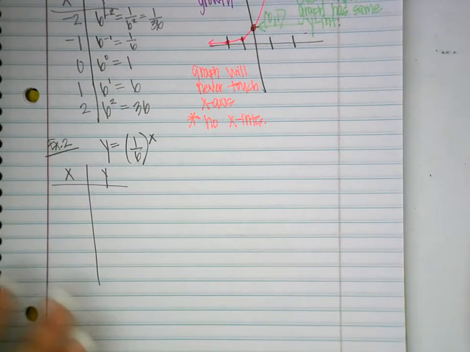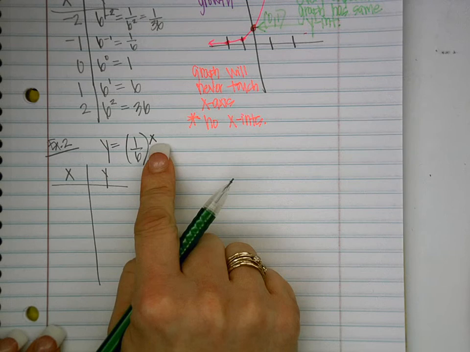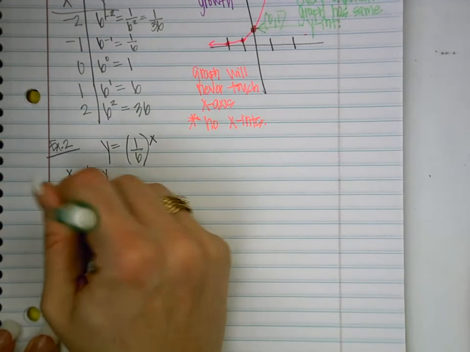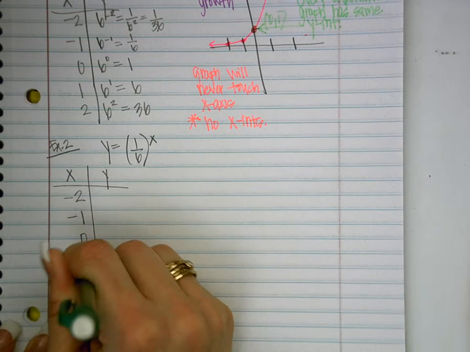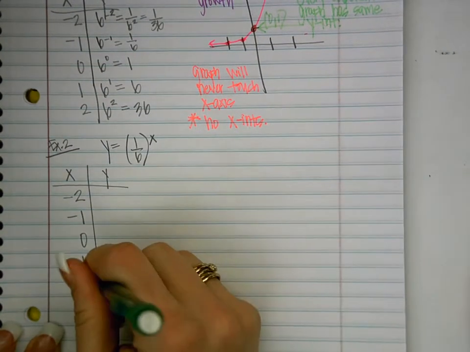What letter would I want to plug in here, the x or the y? We always plug into whatever's in the exponent place. So this is the x. So again, we're going to start by plugging in -2, -1, 0, 1, and 2. And it doesn't matter if you start with the negatives or with the positives. It really doesn't matter either way.